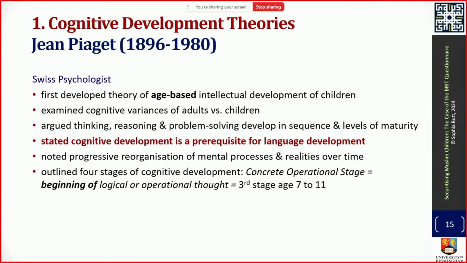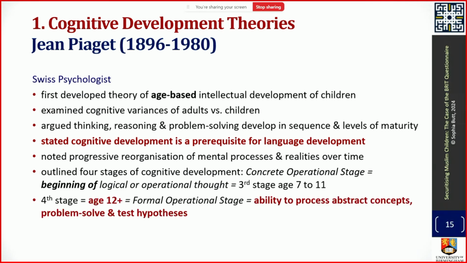But he also highlighted that there are 4 stages of cognitive development. The 2 stages that are important to us for the BRIT questionnaire are the concrete operational stage, which is stage 3, occurring between the ages of 7 to 11, when Piaget said the beginning of logical or operational thought for children occurs. He said that the 4th stage occurs after the age of approximately 12.